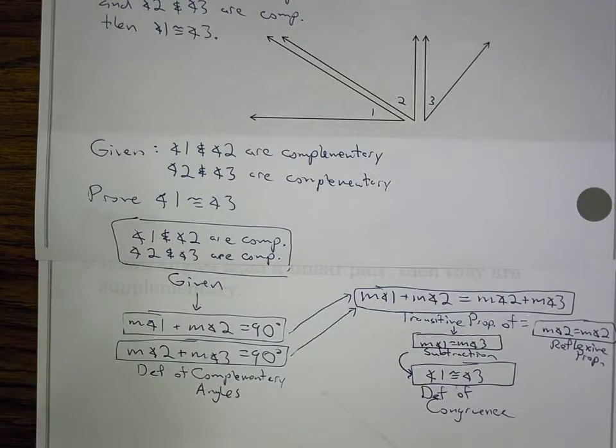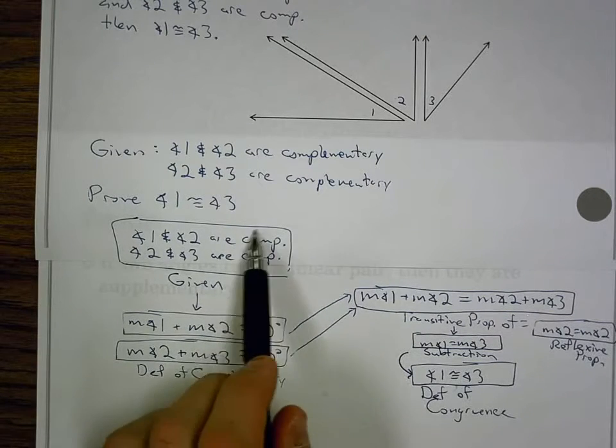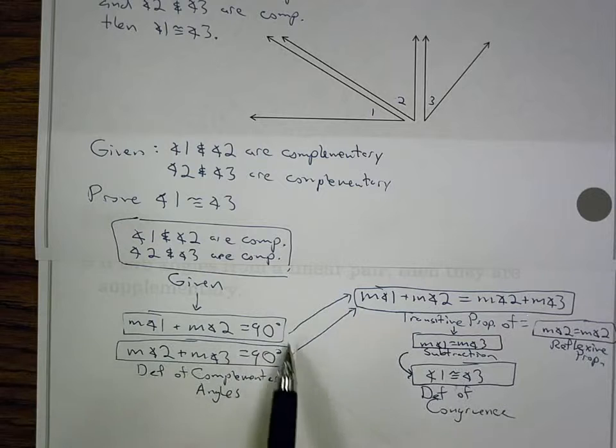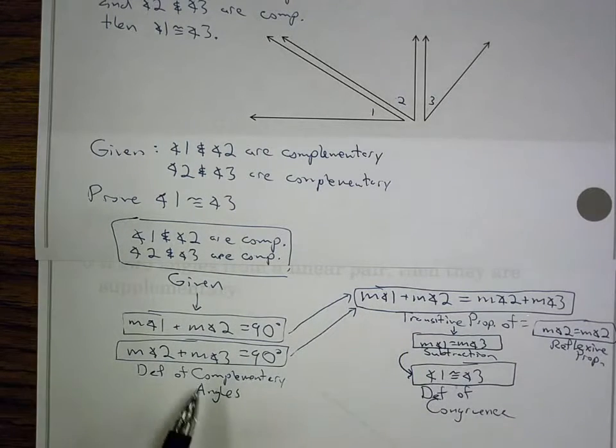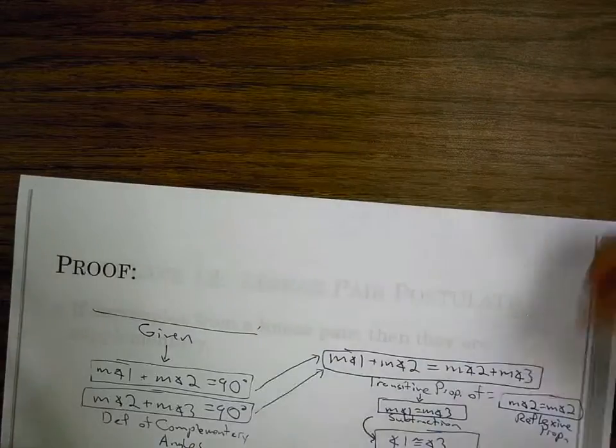Now, we jump back to the congruent supplements. If we were talking about supplements, we would make this supplementary, we'd make this 180, and everything else would follow the same process. Of course, that would say supplementary as well, but it'd be basically the exact same proof. So let's move on to our next one.